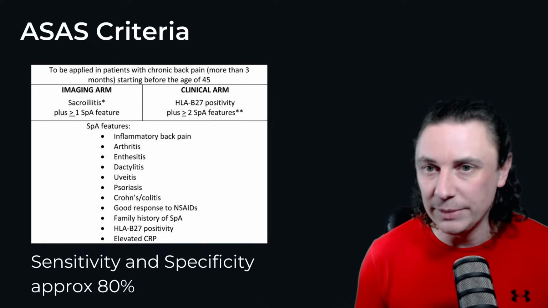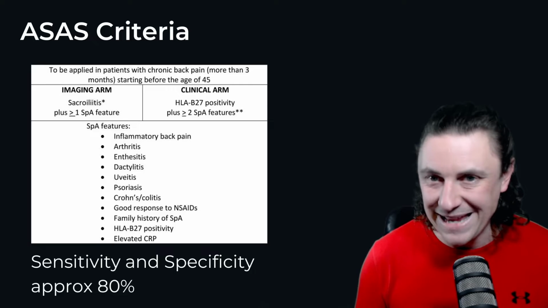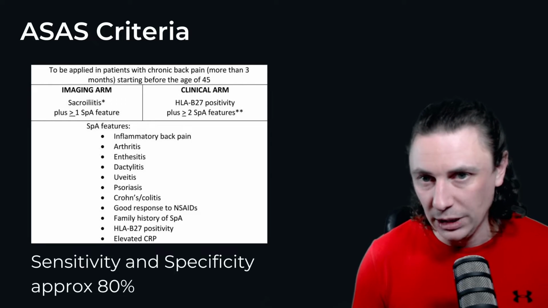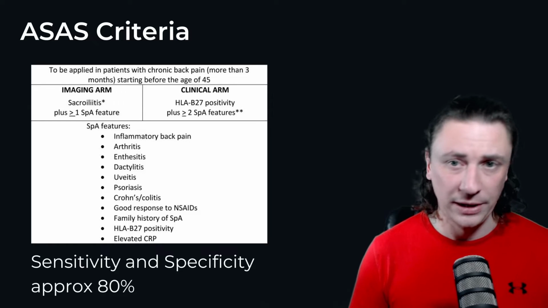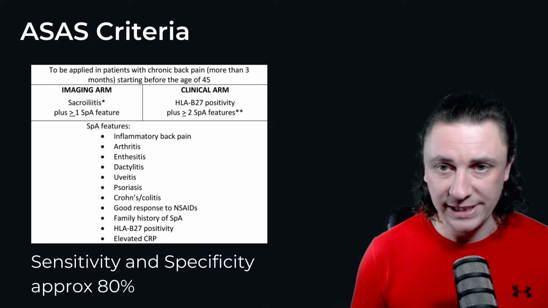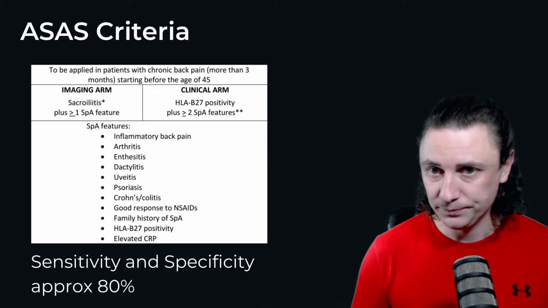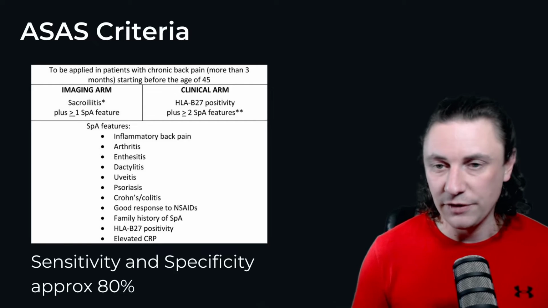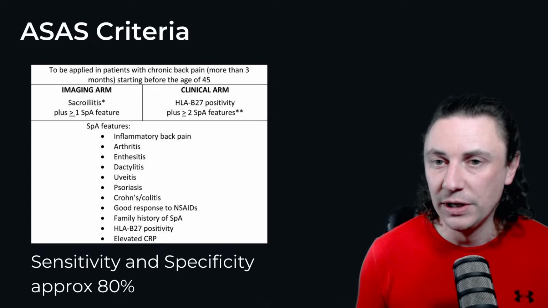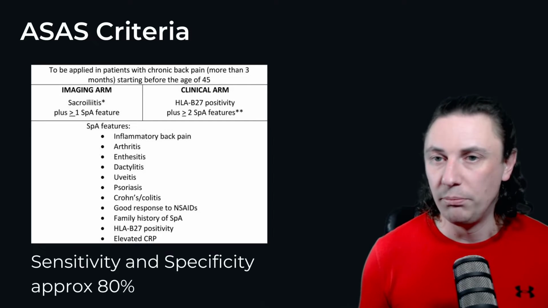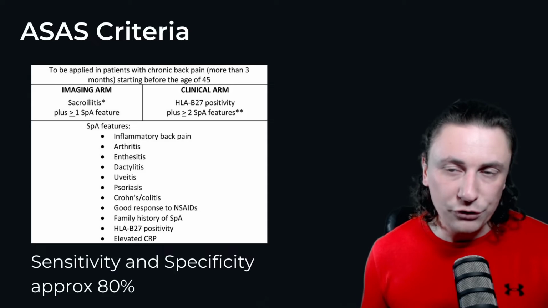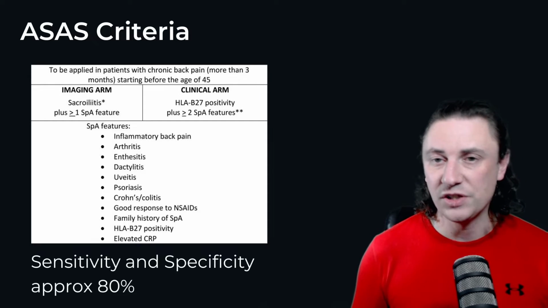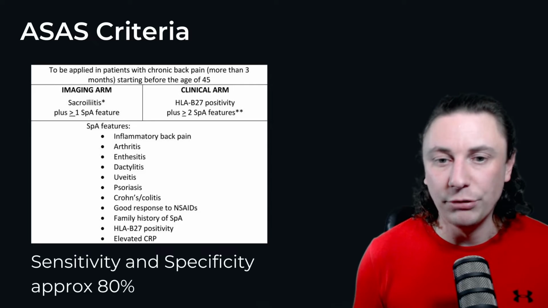So it's reasonably good, but it's not amazing. It's not absolutely brilliant, and you can really see, you know, sacroiliitis plus one other spondyloarthritis feature. There are lots of things that cause sacroiliitis, especially in females. So you can get some false positives, I should say, on both sides. I think they tried to address that with the clinical arm with the two spondyloarthritis features. But it is reasonably good.